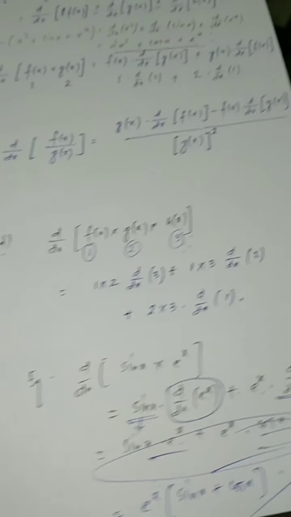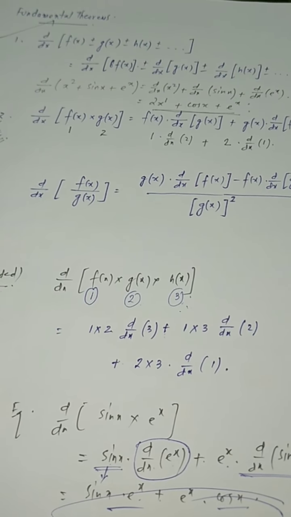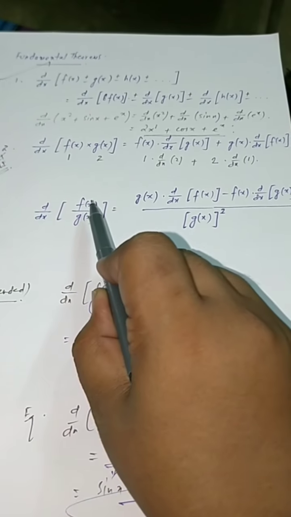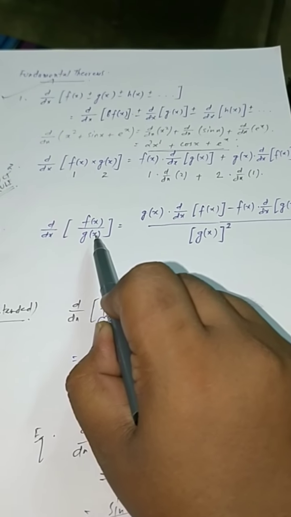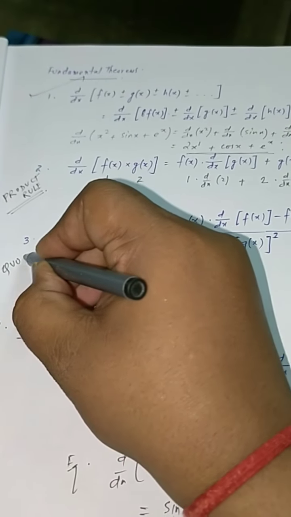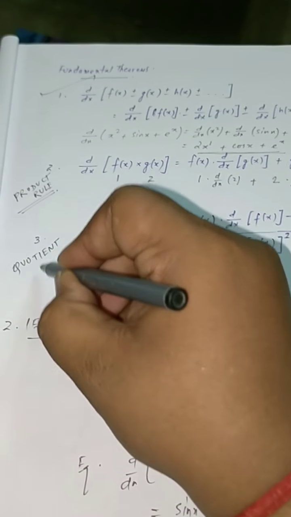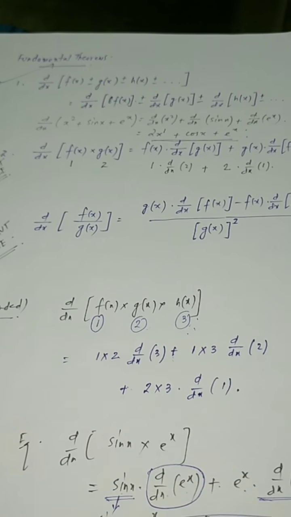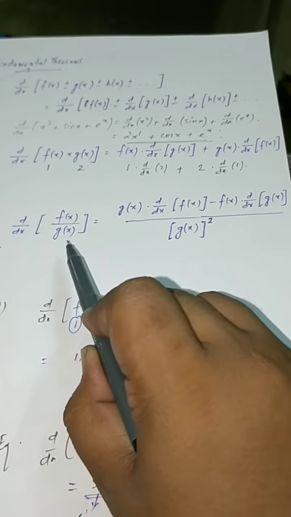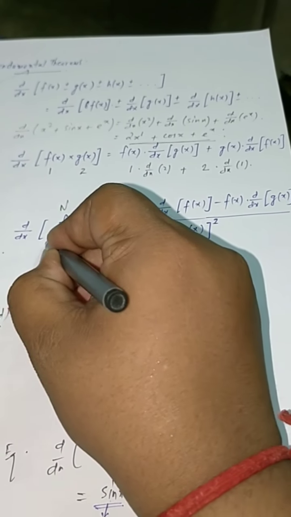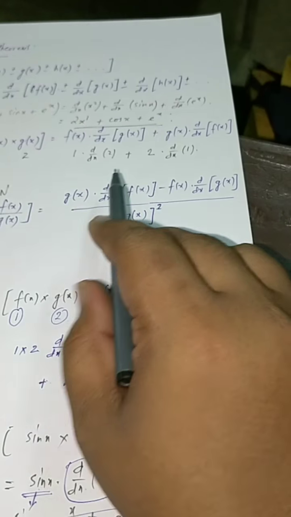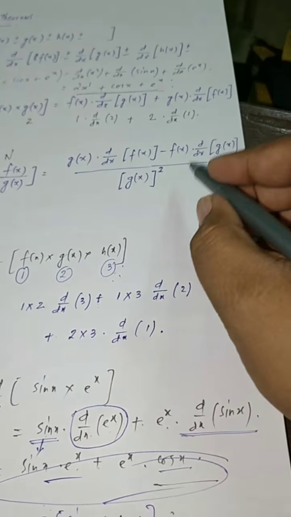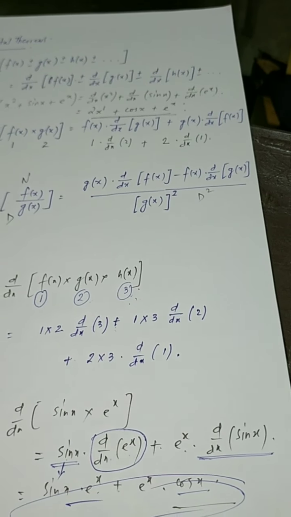Coming to last but not the least, the third fundamental theorem. We can see the function is in the numerator by denominator form, f(x) upon g(x). This is also known as the quotient rule. So the third is also known as the quotient rule. What is the function? It is f(x) upon g(x). So we have a numerator and a denominator. The function is very simple. We can see that the denominator, whatever denominator was there in the original function, has been squared. So we have to square the denominator.